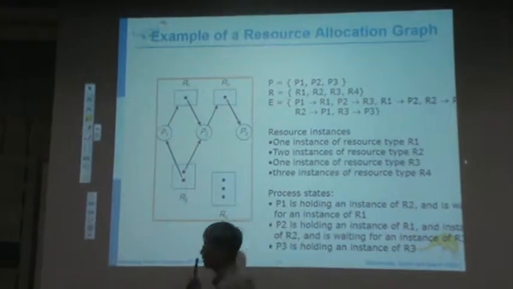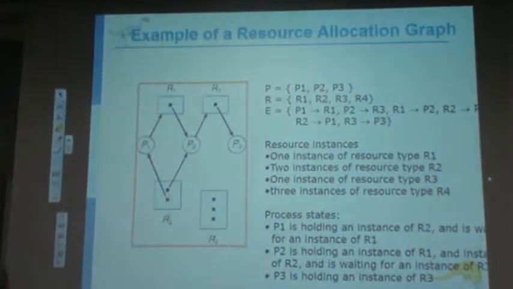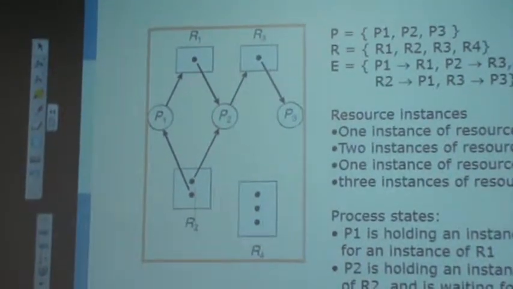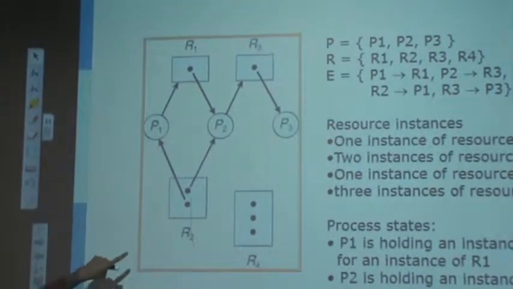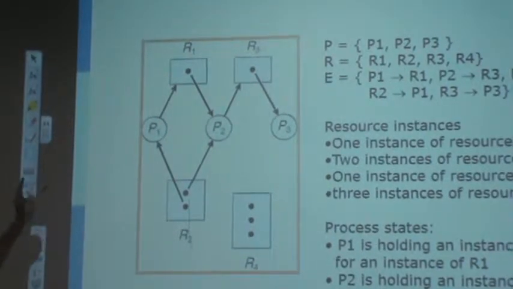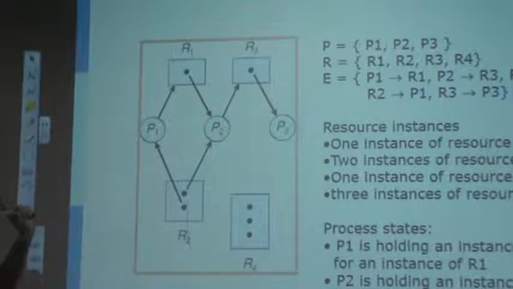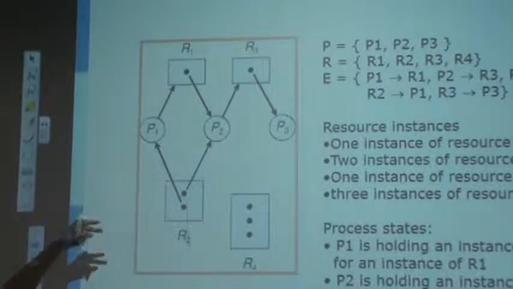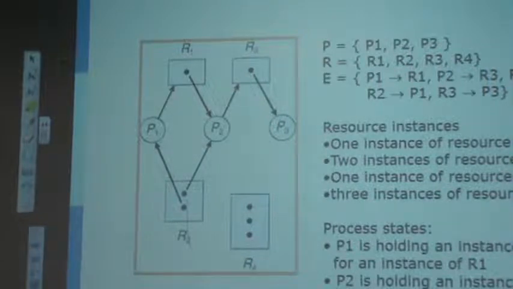How many processes do we have? 3 processes, P1 through P3. And how many resources? We have resource 1, resource 2, resource 3, and resource 4. Resource 1 has only one instance, for example CPU, and resource 2 we have two instances. Think about two networks. Resource 3 has one memory, something like that. Resource 4 has three instances.